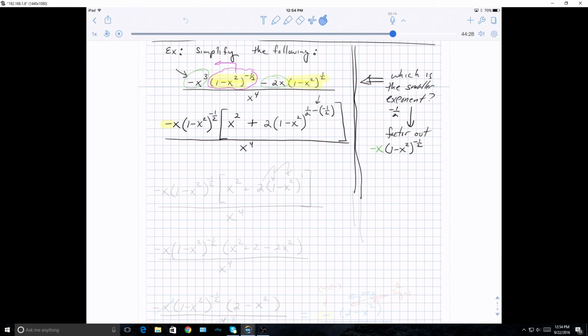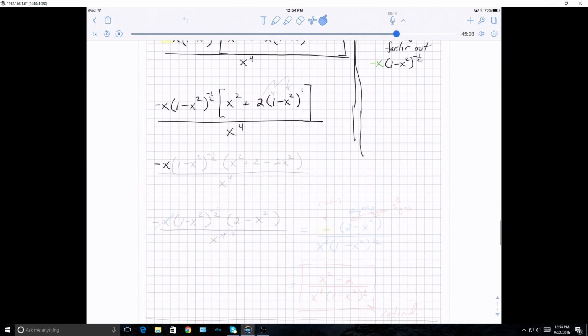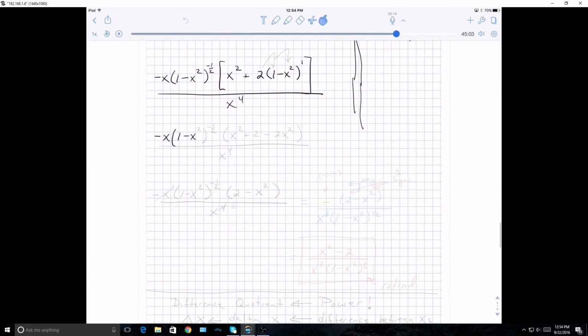So what we have now here is negative x times the quantity 1 minus x squared, all to the negative 1/2, times the quantity x squared plus 2 times 1 minus x squared to the first power, all divided by x to the fourth. And then, if we carry this out even more, and maybe you saw one of the cancellations already, and if you haven't, that's okay.